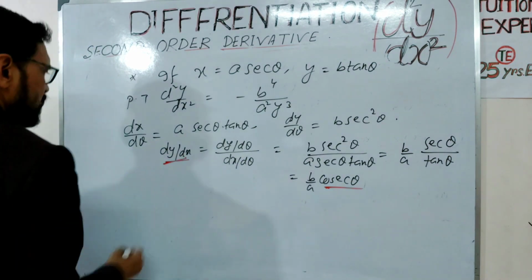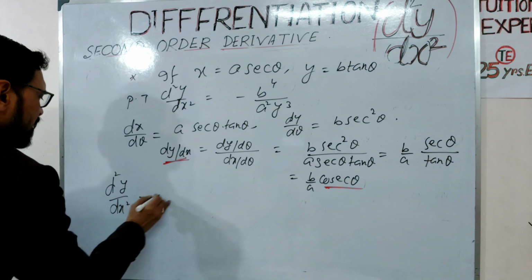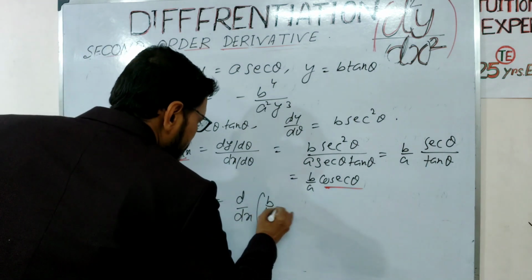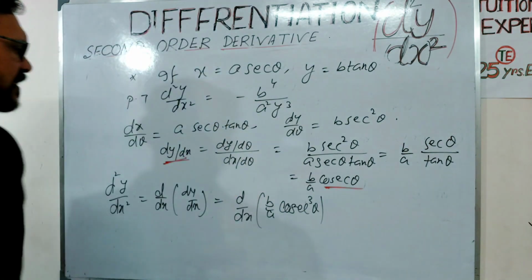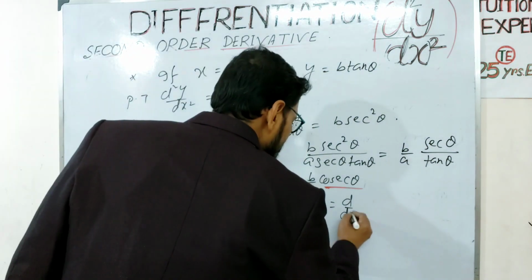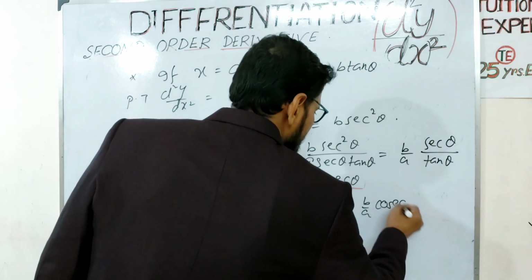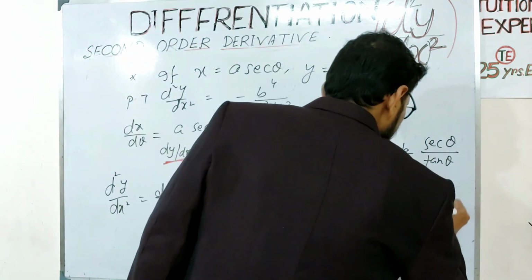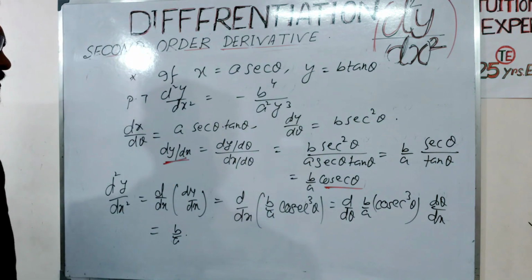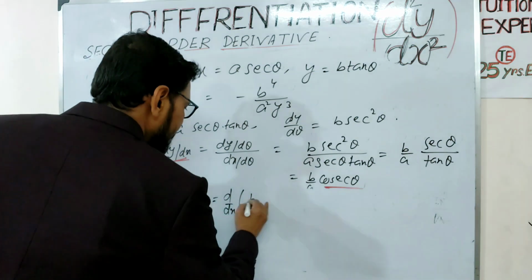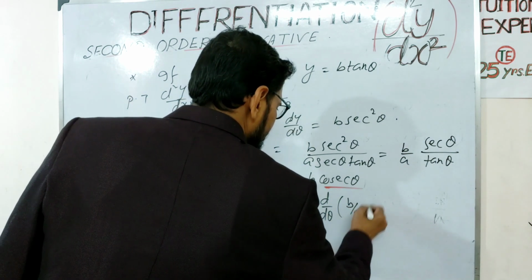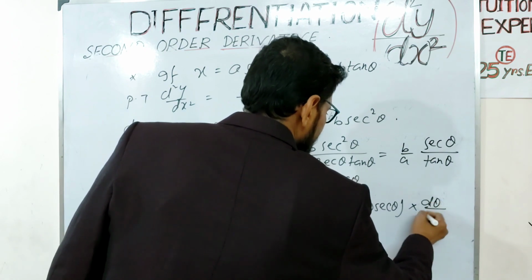Now d2y by dx square equal to d by dx of dy by dx, which is equal to d by dx of b by a cosec theta. Okay, now d by dx, what is dx? This is theta, so we have to adjust by d theta. So d by dx of b by a cosec theta equals d by d theta of b by a cosec theta into d theta by dx.